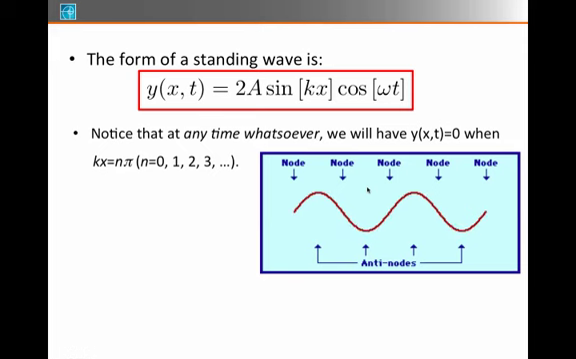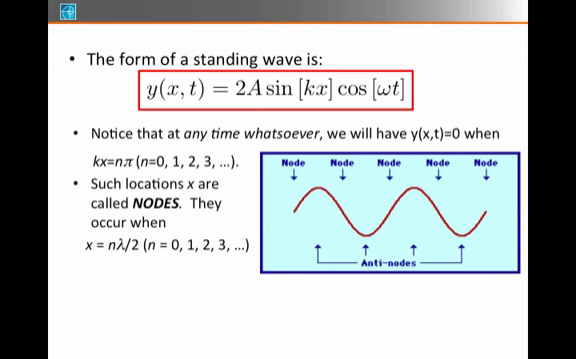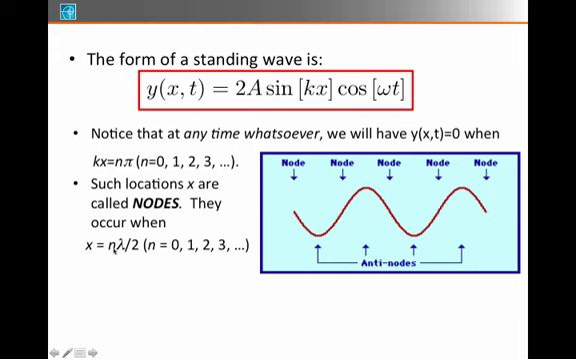So the antinodes occur when that sine function is not 0. Nodes occur when kx is equal to n pi, n is some integer, or if you think about k is 2 pi over lambda, that's the same thing as nodes occur whenever x is equal to a multiple of half of a wavelength.